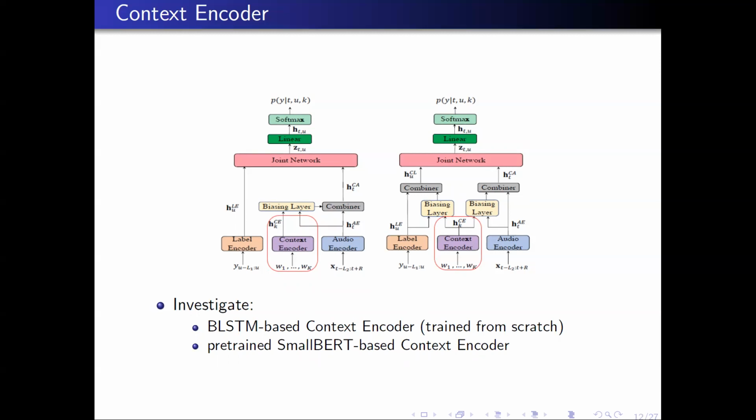The authors explore bidirectional LSTM and pretrained BERT models as the context encoder. The BLSTM-based encoder is trained from scratch with the ASR system. Unlike previous works, a pretrained BERT model was also investigated. The BERT model was pretrained with a substantial amount of text data, while the BLSTM encoder is trained on pairs of text and audio.